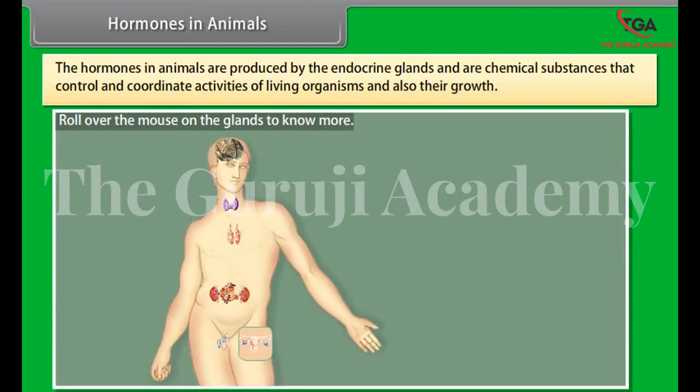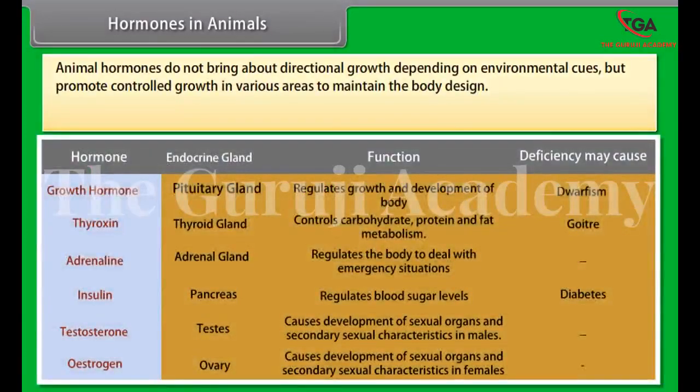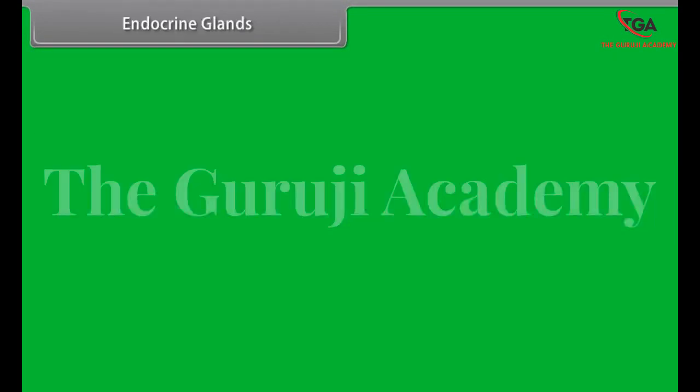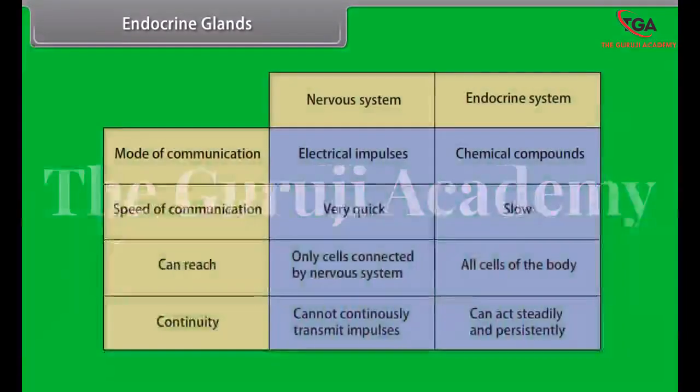Animal hormones and their functions and deficiency diseases are as given in table. Endocrine glands. There are a number of endocrine glands which differ from one another in their location, structure, as well as in the hormones secreted by them and their functions. Endocrine system is formed of a number of endocrine glands and controls and coordinates the body functions through their specific chemical secretions called hormones.